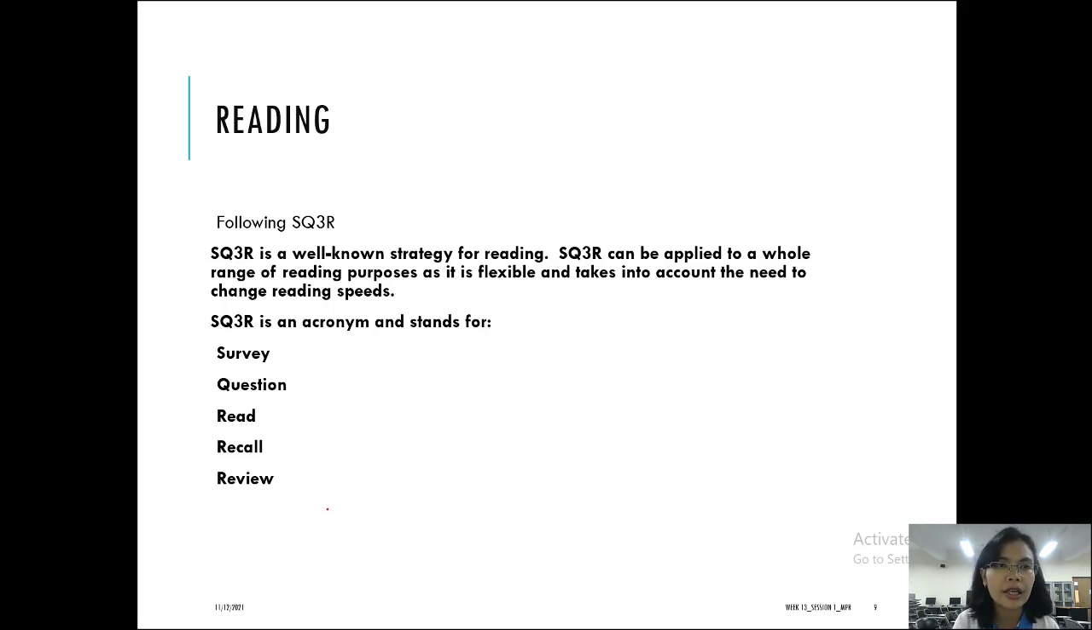When you are reading a text, from the title itself you can survey the context of the reading. Then you start questioning: is it going to be like this, is it going to be like that? Then you continue with reading the text itself, and then you recall some of the important information, and then you review, putting it back into keywords that help you understand the text. Those are the strategies of SQ3R. If you want to know more about SQ3R, I'll provide you with the link over here, so have a look at this.